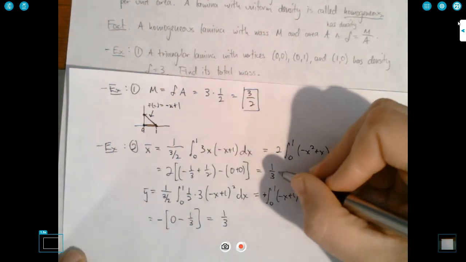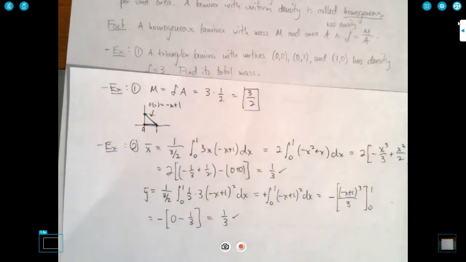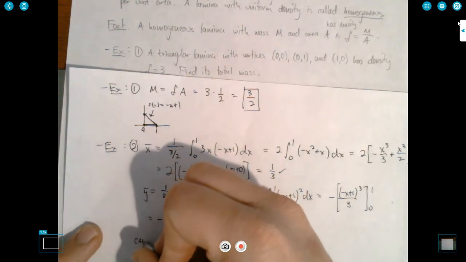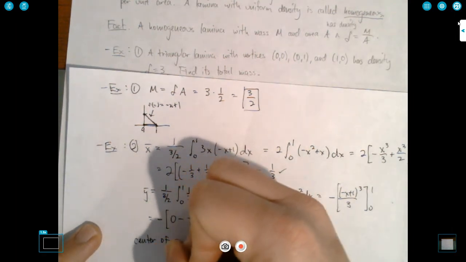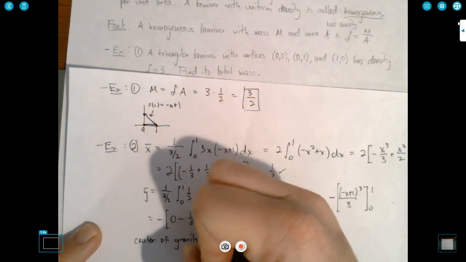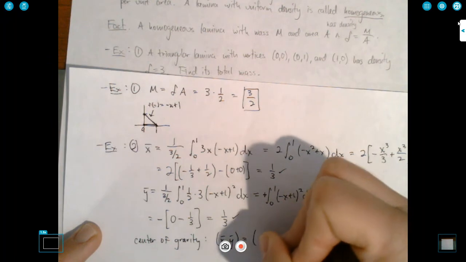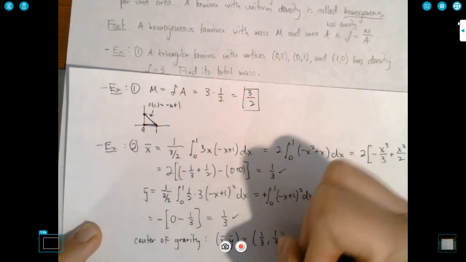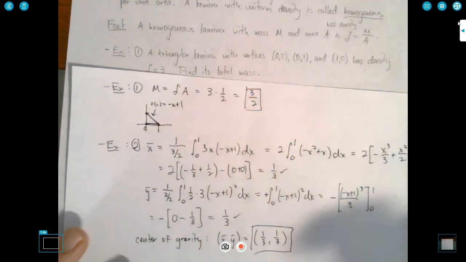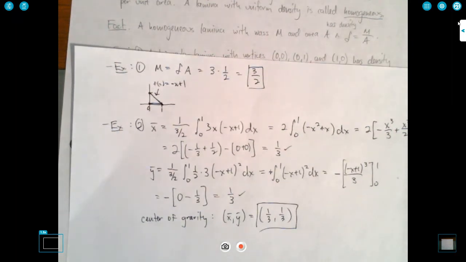Okay. Oh, that's kind of interesting. Look, you end up with the same number. That's just a coincidence. That's not always going to happen. But the center of gravity x bar, y bar is, in this case, 1/3, 1/3, right? And that would be your final answer for that problem.